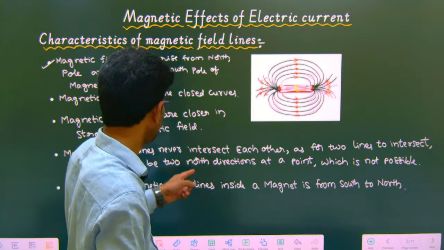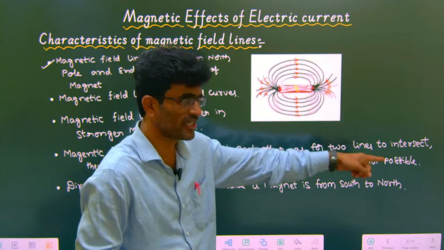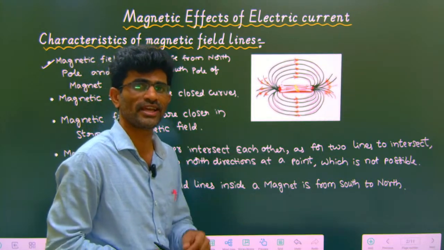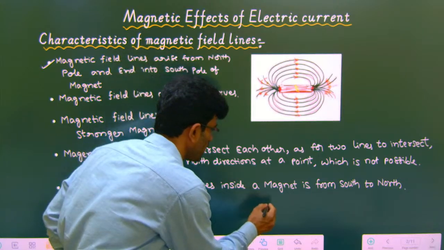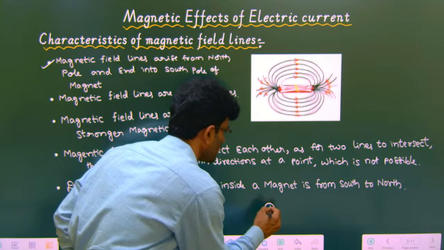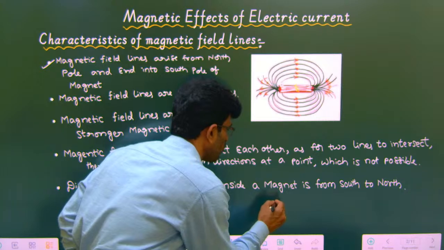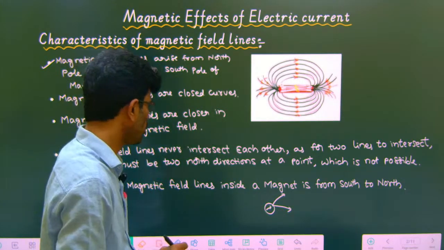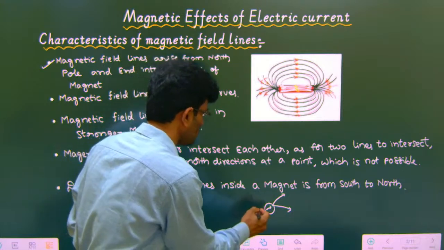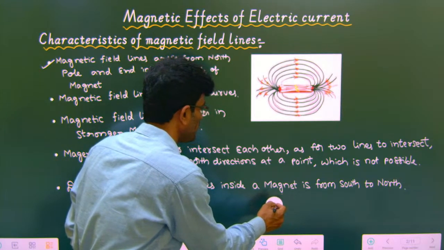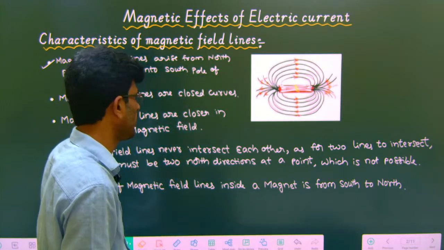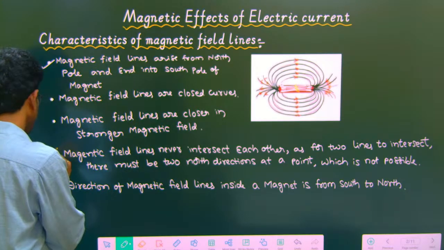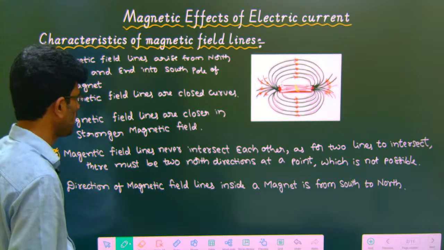What does it mean? If you want two lines to intersect, what should happen? There must be two north directions at a single point. Suppose the compass is here at this point, then it cannot show two different north directions, because at one single point you do not have two different north directions. So this is the reason magnetic field lines never intersect each other. That is a very important point. You have to know why magnetic field lines never intersect each other.